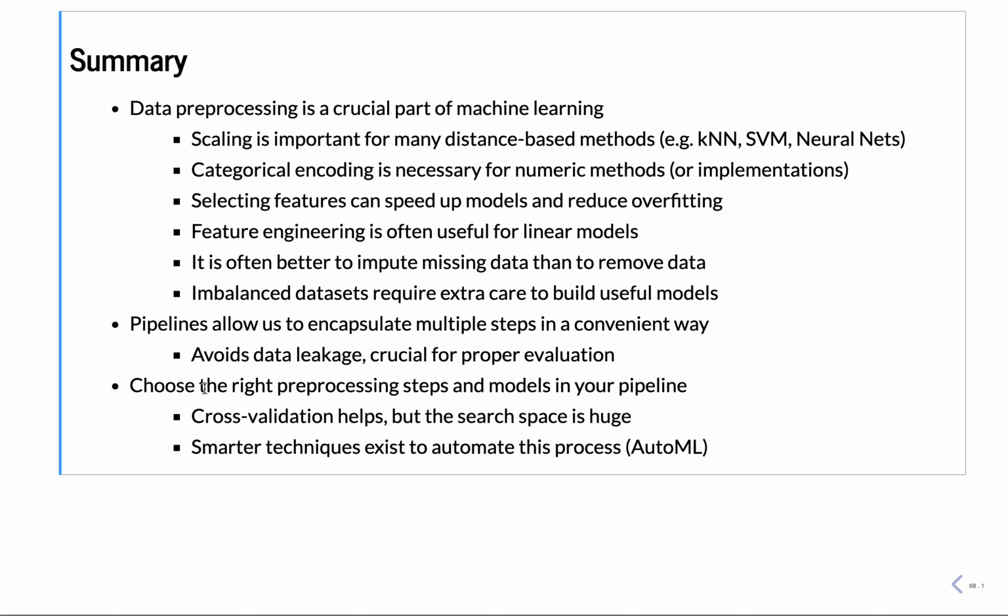And finally, we not only need to choose the right preprocessing techniques, we also have to choose the right model, and the right preprocessing techniques may very well depend on your model. So you could use cross-validation to find the optimal combination, but this is a pretty large search space. You could spend a lot of time doing cross-validation until you find a good model. Luckily, there exist smart techniques that do this for you. This is called automated machine learning, which is something we will cover in one of the next lectures. So that concludes the lectures on data preprocessing. I hope you enjoyed it, and see you next time.